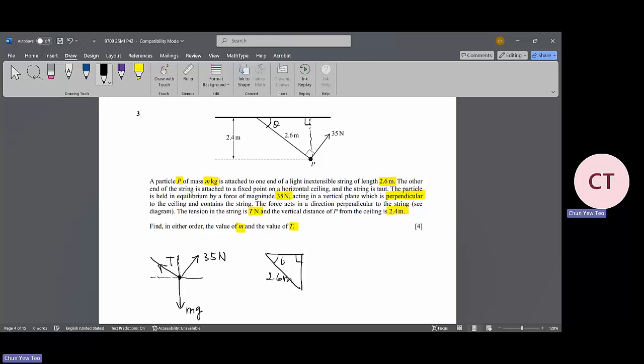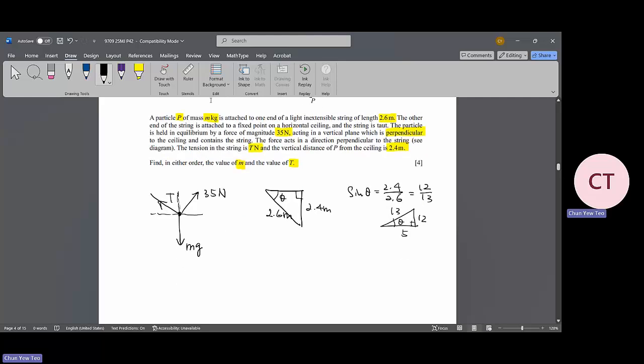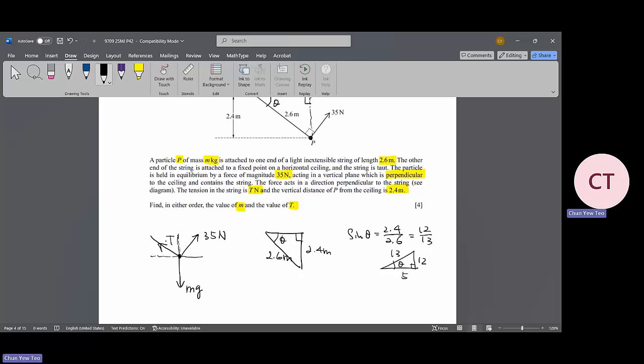This is the theta. This is 2.4 meter. So we have sine theta is equal to 2.4 over 2.6, that is equal to 12 over 13. So from here, we can build a right angle triangle: 12, 13, and 5. Okay. So that means if you let this as theta, then this will become theta, and this will become theta.